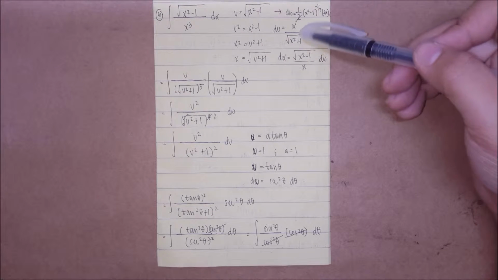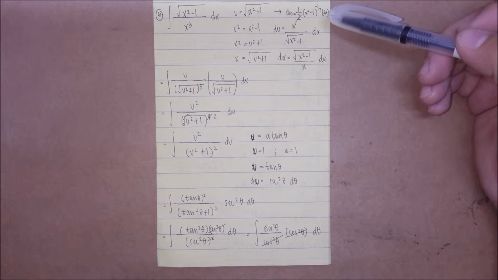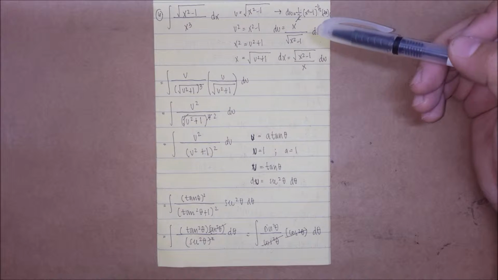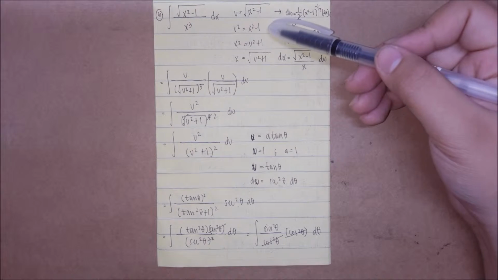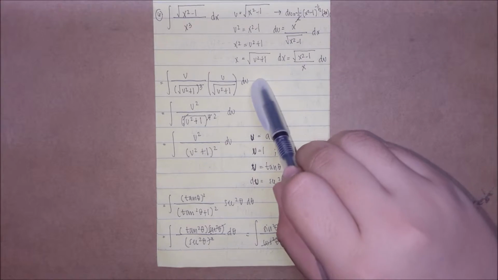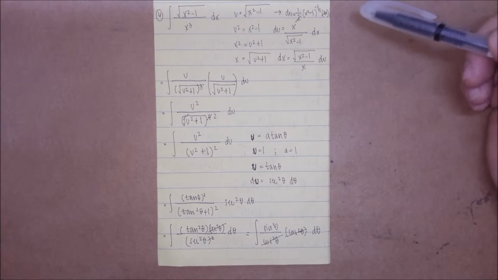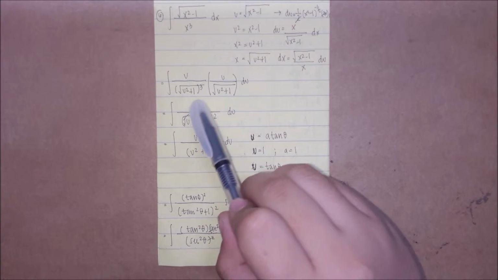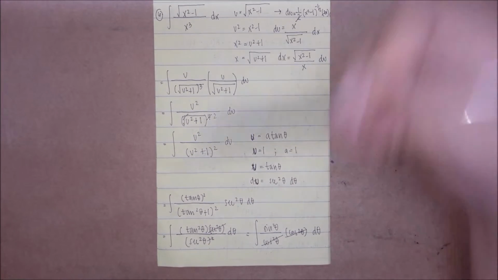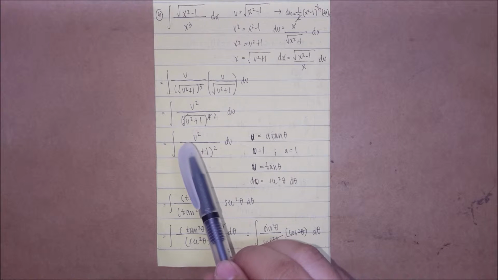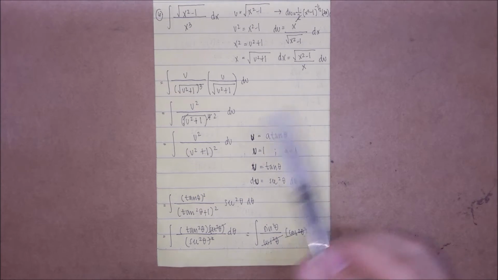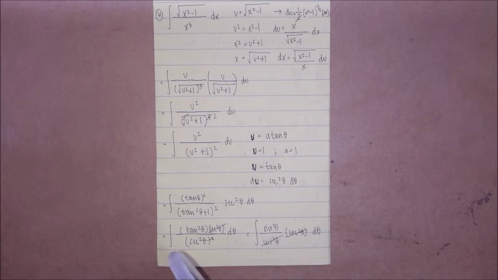Then substitute all the x with u. So we get the value of x, which is square root of u squared plus 1, then plug it in the original here. Now we get, in respect to u, the integral of u over square root of u squared plus 1 raised to 3 times u over square root of u squared plus 1 times du.